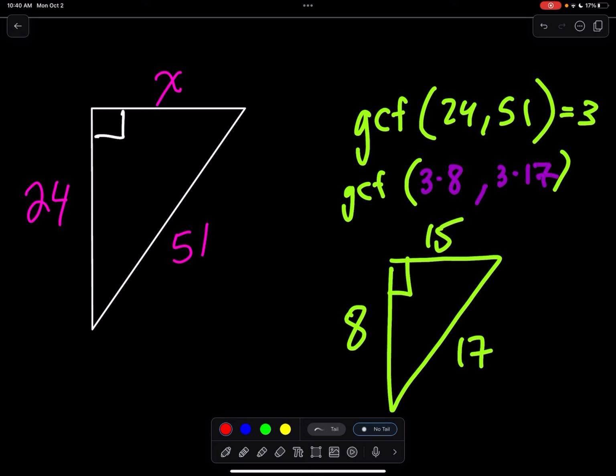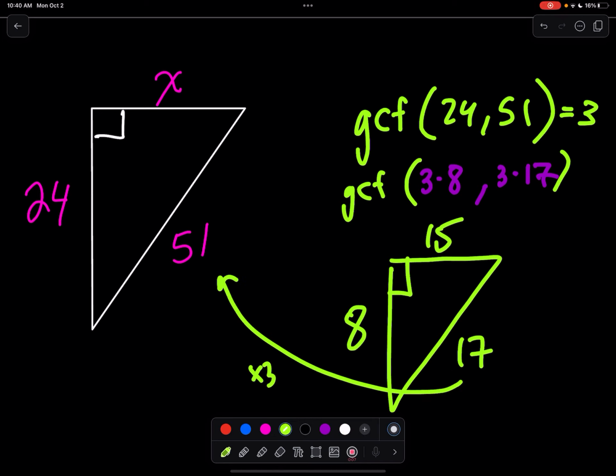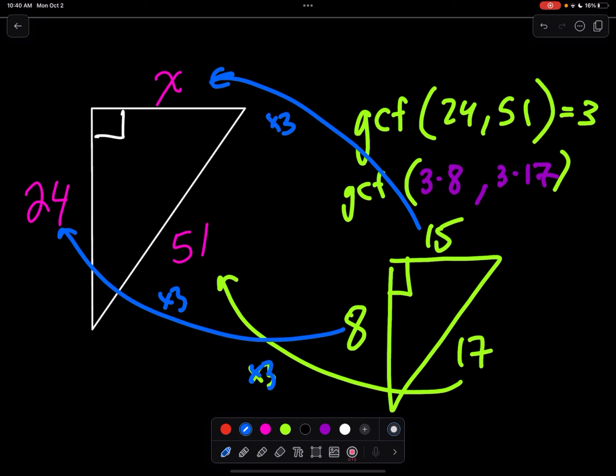We've got our hypotenuse is 17, so this all holds up. That's great. We scale up by 3. And x is 45 without having to do the Pythagorean theorem.